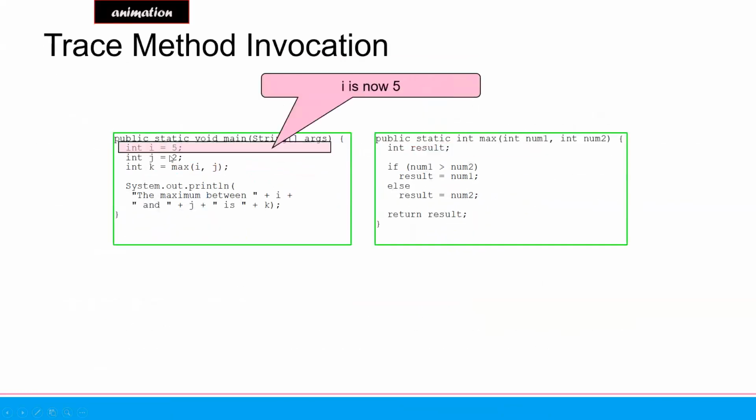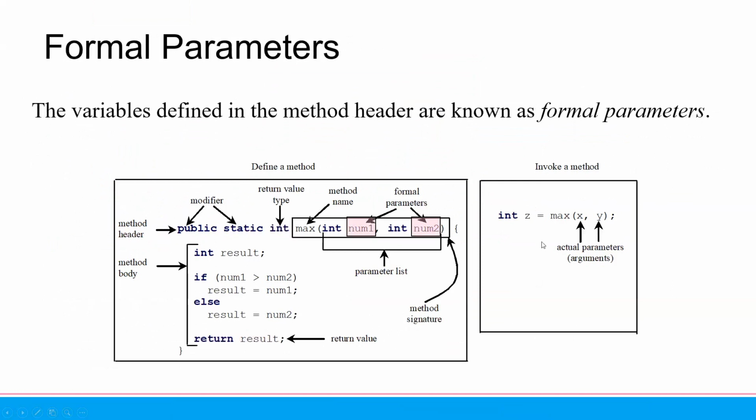Okay, so we call this the formal parameters, and we call this the actual parameters. So when you call the method, we put the values, and the values are the actual parameters.